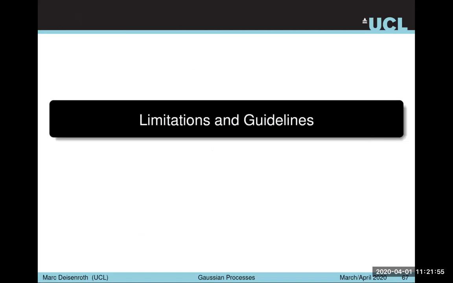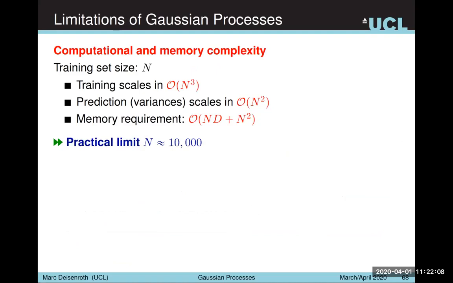So towards the end, I would like to look at some limitations and maybe some practical guidelines that may be useful when you work with Gaussian processes. So one of the big problems that we have in Gaussian processes is computational and memory complexity. More specifically, if we have a training set size of n, then training scales cubically in the size of the training data set. Does anyone have an idea why that is the case?